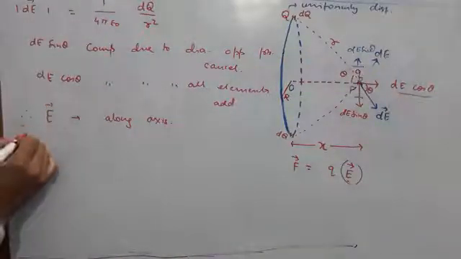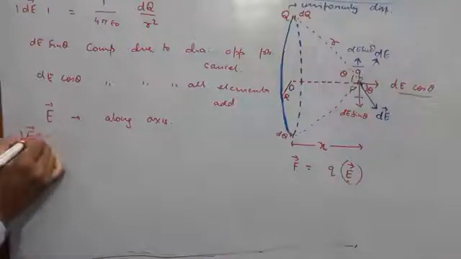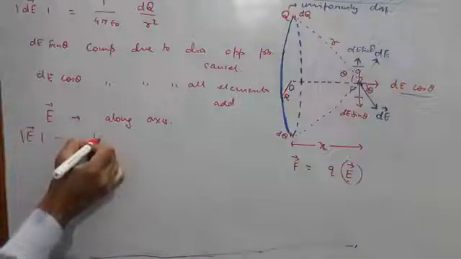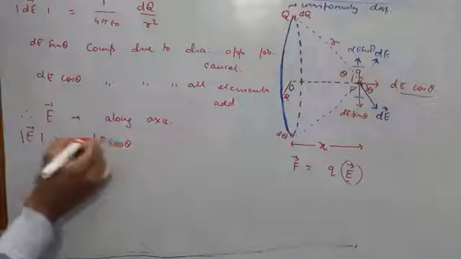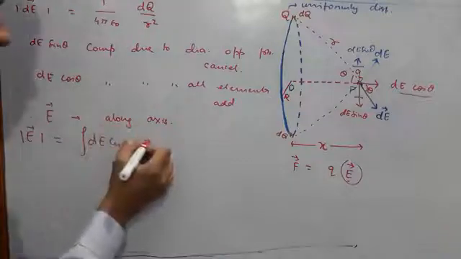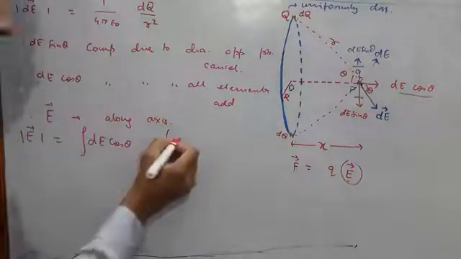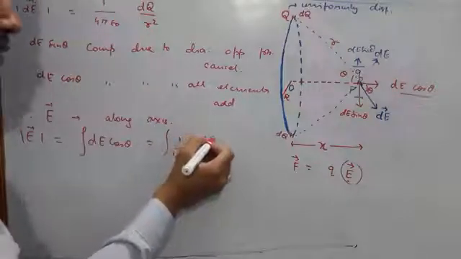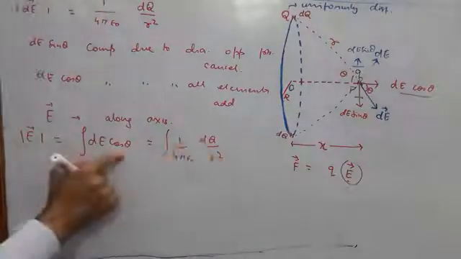Now what about the magnitude? The magnitude of the net electric field should be the summation of this dE cos theta, for which we have to integrate it. So this is our answer. Now how do we integrate that? For that, first we have to substitute the value of dE, and the value of cos theta. So this is equal to the integration of 1 by 4 pi epsilon naught, dq by r square times cos theta.